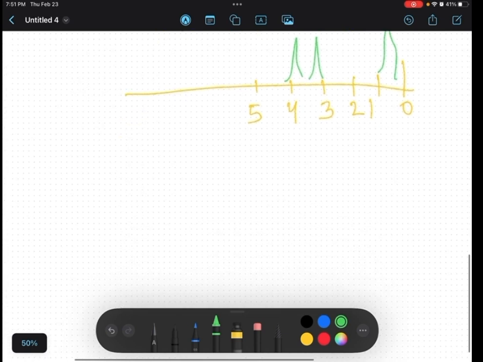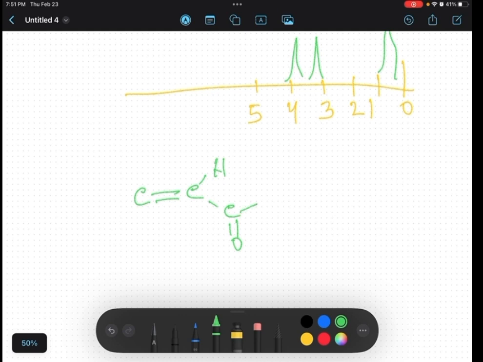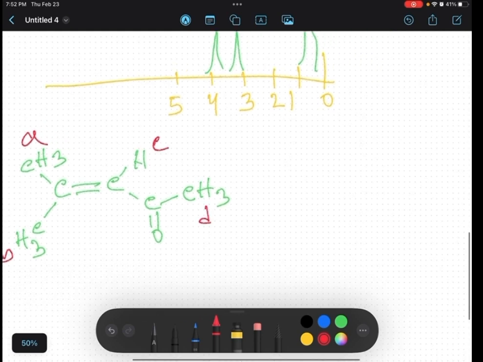Similar case, if you have a double bonded molecule like CH, CO, CH3 and CH3, CH3. Those molecules have protons A and B, which are different, and C and D. So now on the scale, how are you going to see that?